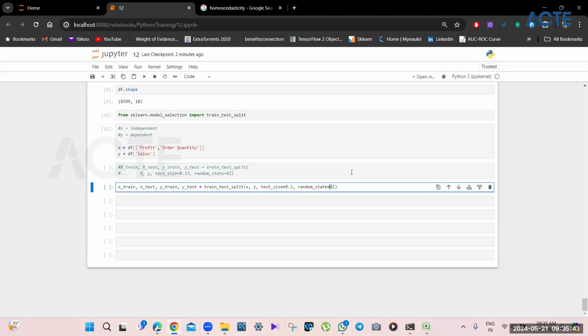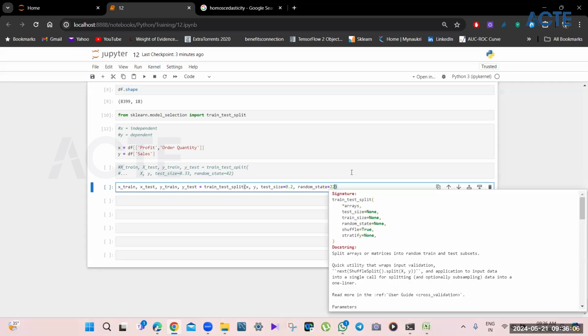And random state is just a state that we consider, because everything is random. So every time we run the model, the things will change. Just to have that uniqueness and that constant nature in our model, so that next time we run this code again, the values will not change. That is why we need a random state.